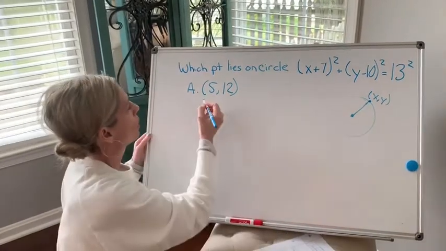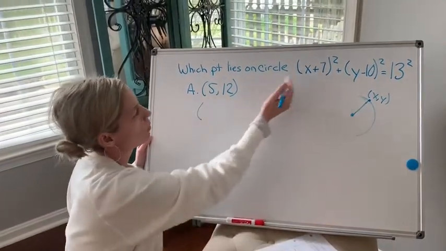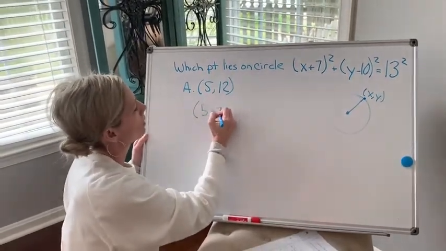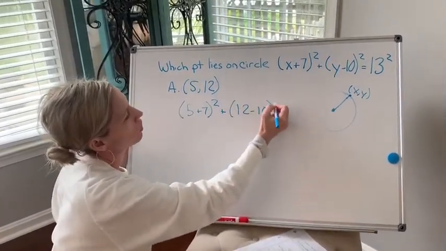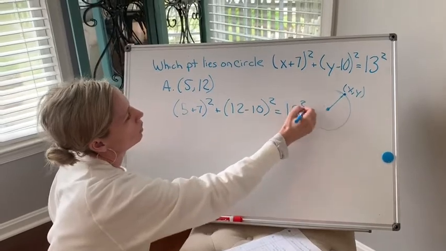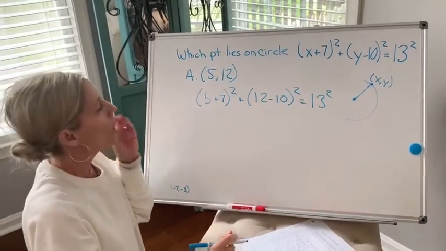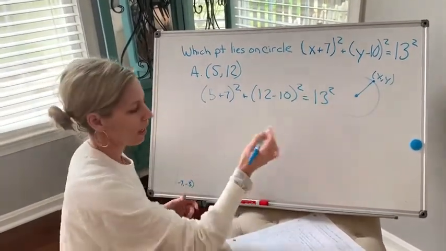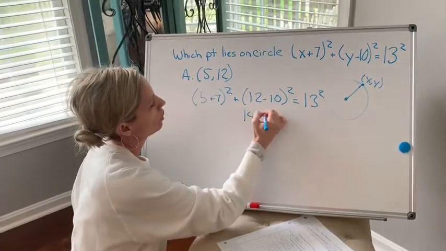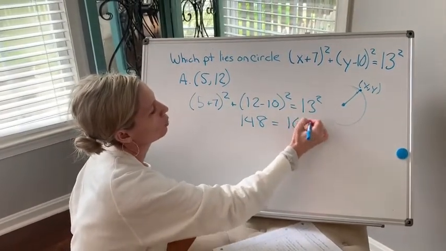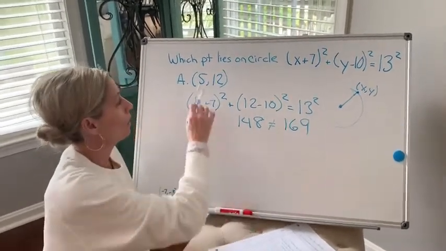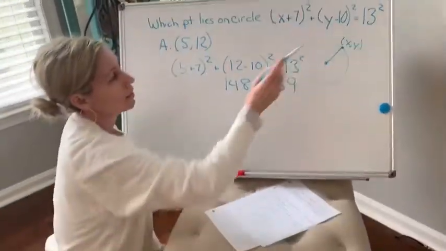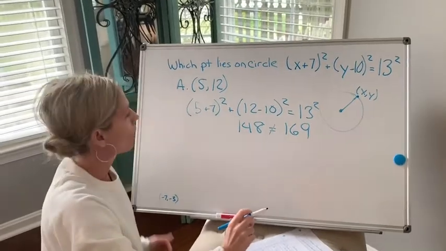All right, so let's look at this one. We would say, substituting in, (5 + 7)² + (12 − 10)² is equal to 13². Simplify it, it ends up being 148 is equal to 169. We know that's not true, so that would mean that this point (5, 12) is not on that circle.